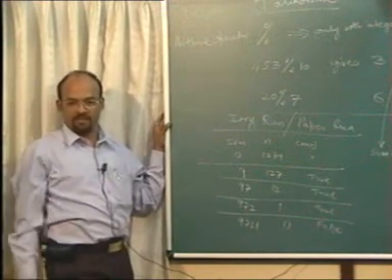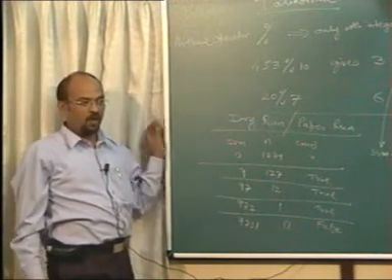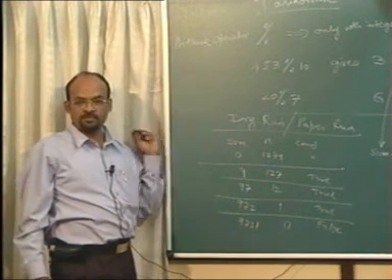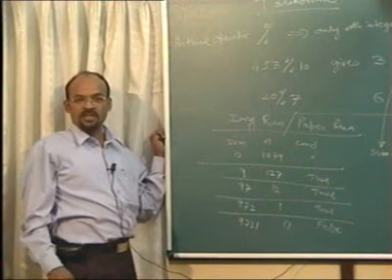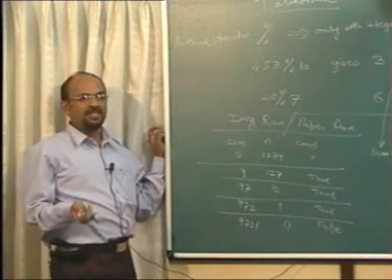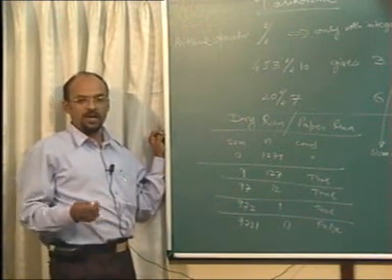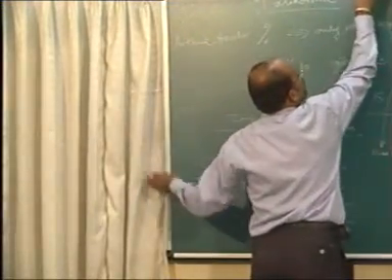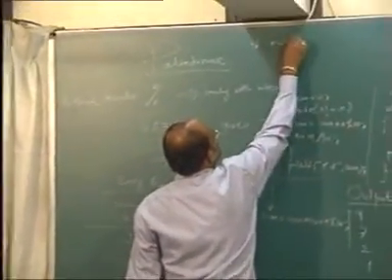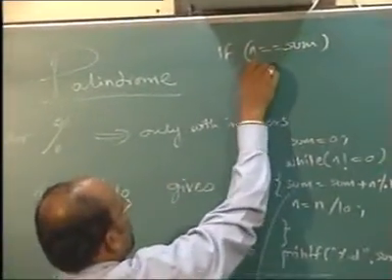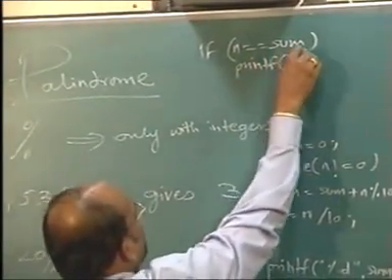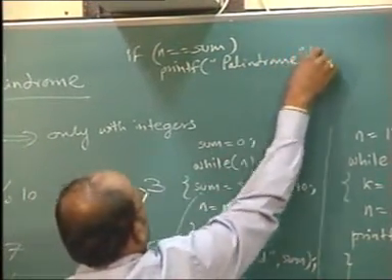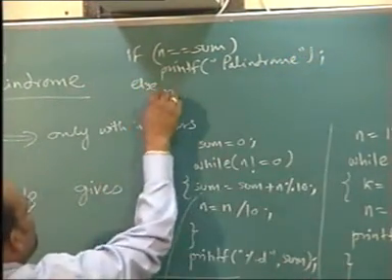Like our if. I already have got its reverse. Where is it stored? In sum. Now can you tell me whether the number is a palindrome? If the number and its reverse are the same, it is a palindrome. If n is equal to sum, printf palindrome, else printf not a palindrome.